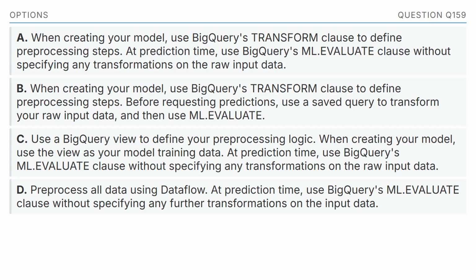Option C, use a BigQuery view to define your pre-processing logic. When creating your model, use the view as your model training data. At prediction time, use BigQuery's ML.EVALUATE clause without specifying any transformations on the raw input data. Option D, pre-process all data using Dataflow. At prediction time, use BigQuery's ML.EVALUATE clause without specifying any further transformations on the input data.